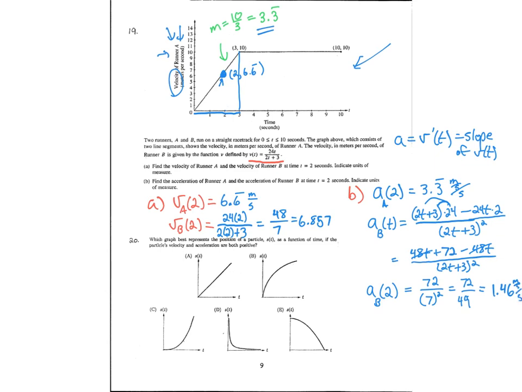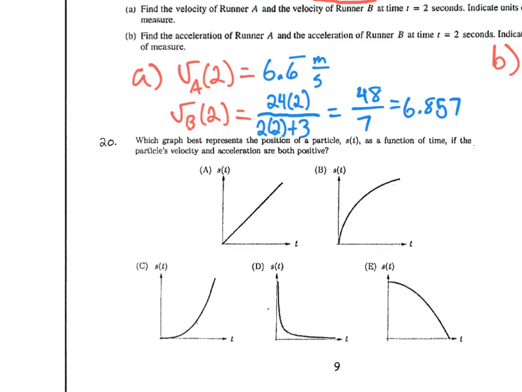All right, let's take a look at the next one. Okay, this question is asking us which graph best represents the position of a particle, s of t. So notice that each one of these graphs is a position graph, s of t. They're not velocity graphs, they're position graphs. And then we're given some information about the velocity and the acceleration. We're given that the acceleration is positive and the velocity is positive.